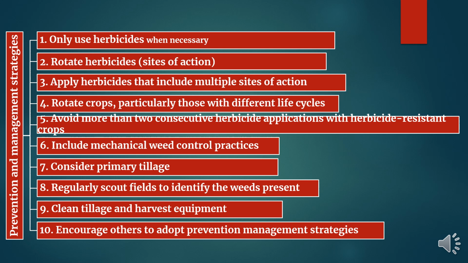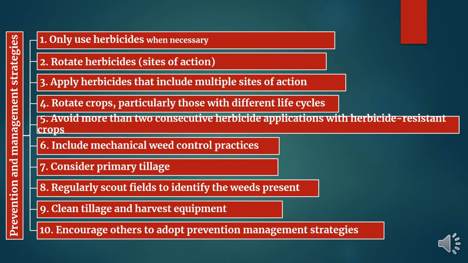After that, the third one is to apply herbicides that include multiple sites of action. Apply herbicides in tank mixed, pre-packaged or sequential mixtures that include multiple sites of action. For this strategy to be effective, both herbicides must have substantial activity against potentially resistant weeds.